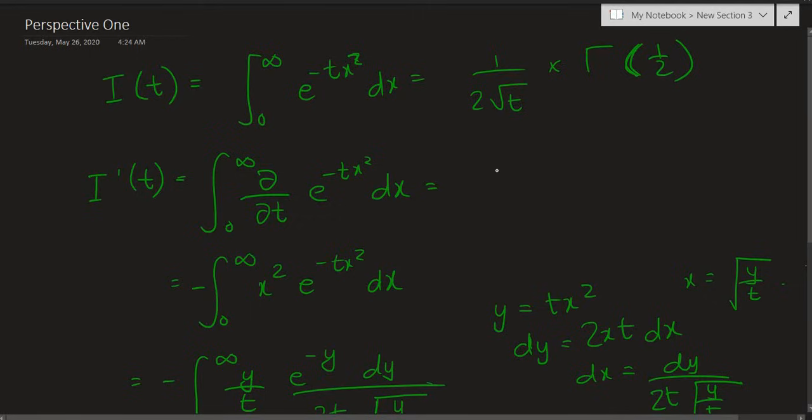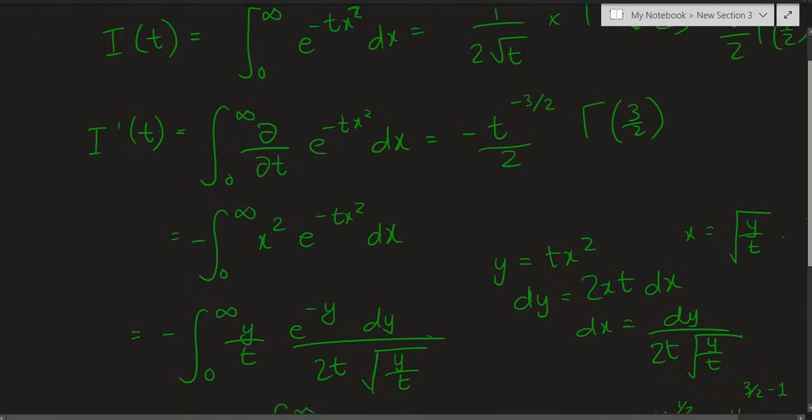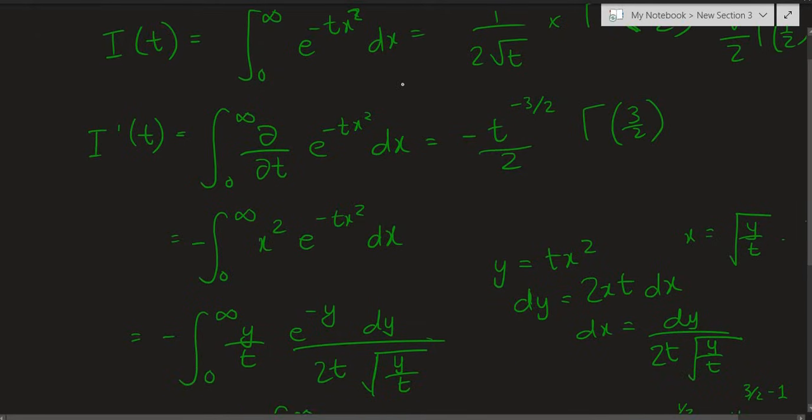So we have negative t to the negative 3 by 2 power divided by 2 times the gamma of 3 by 2. Let's write this in terms of powers. So we have t raised to negative half power divided by 2 times the gamma of half. Fine, we obtained a clean form of I prime of t.